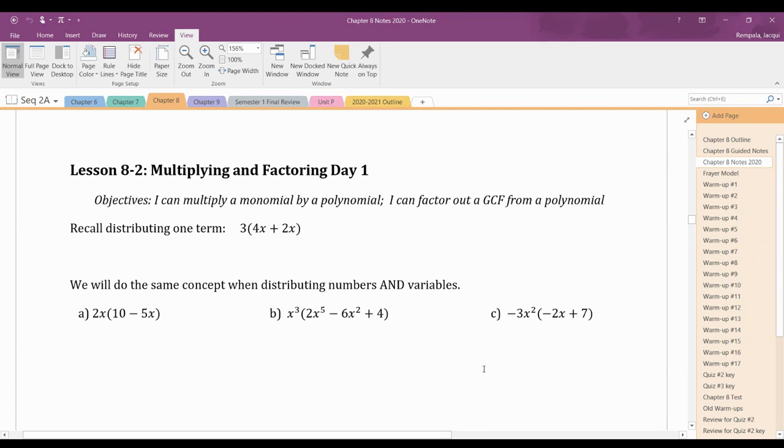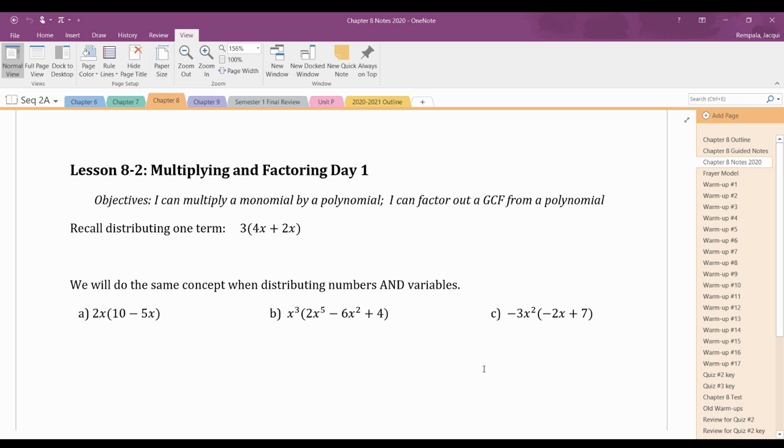Today we're going to get started by looking at lesson 8.2, which is about multiplying and factoring. So our objectives today, we're going to multiply a monomial by a polynomial, and then we are going to factor out a GCF from a polynomial.